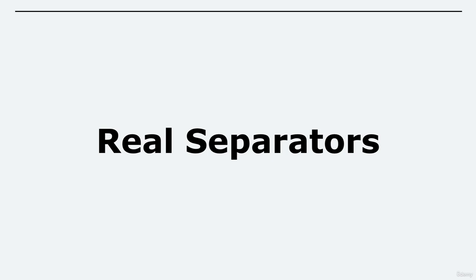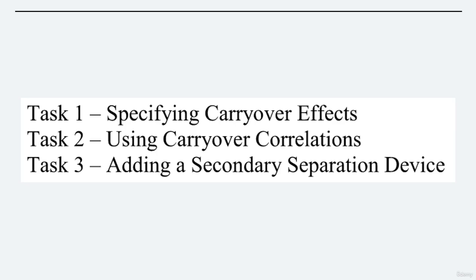product from the separator. The Aspen HYSYS separator unit operation assumes perfect phase separation by default. However, it can also be configured to model imperfect separation, either by specifying the carryover or calculating carryover using a built-in correlation. This video includes the following tasks. Task 1. Specifying carryover effects. Task 2. Using carryover correlations. Task 3. Adding a secondary separation device.